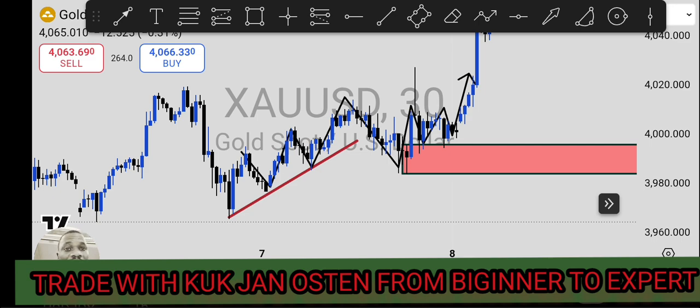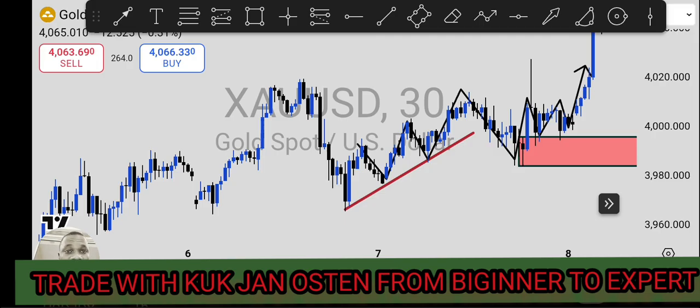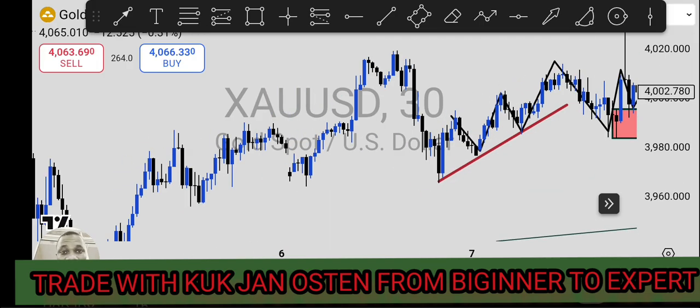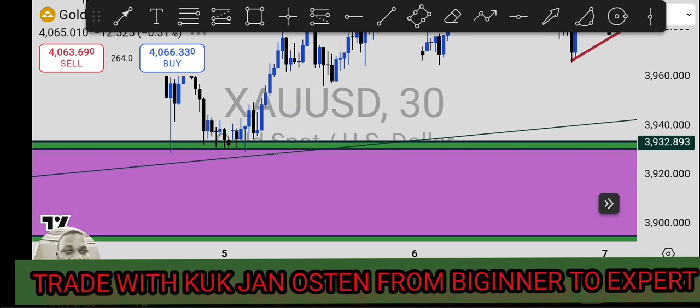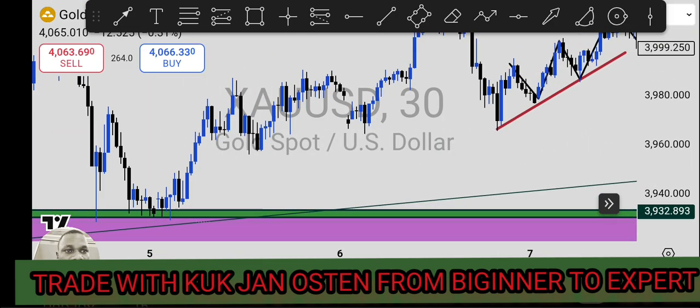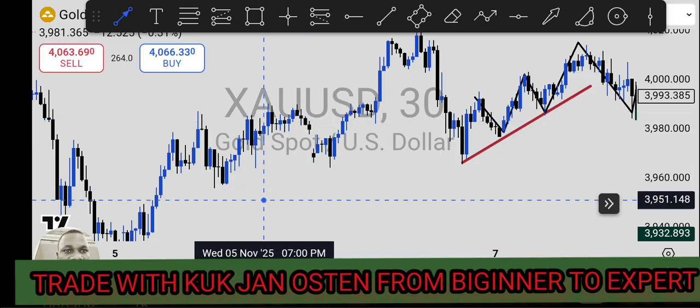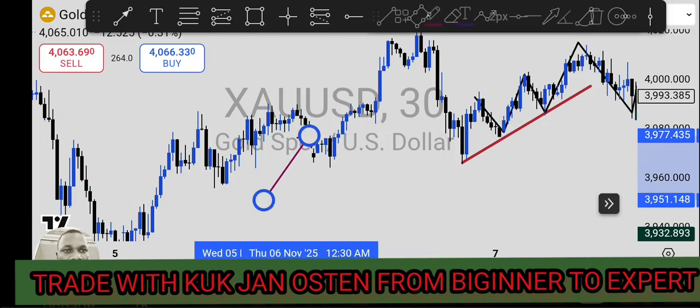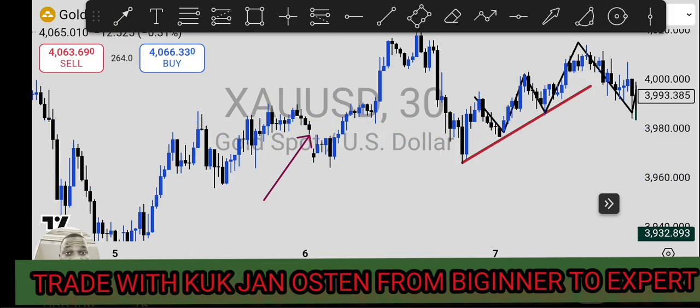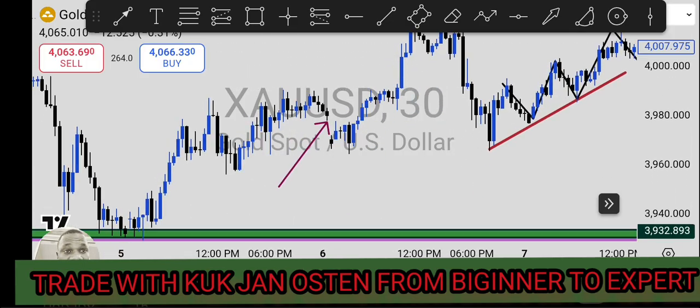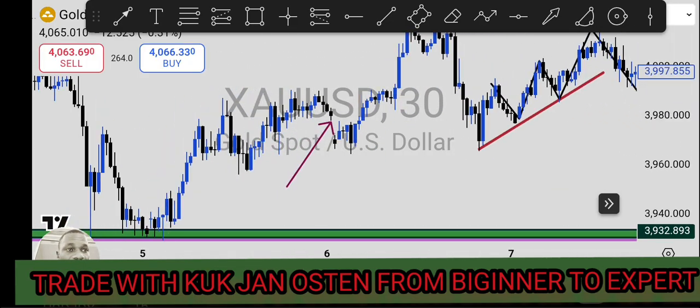I told you how to identify the liquidity. Just mark the equal highs, mark the major zones, mark the major lows, mark the major highs. We can see very clearly on this point. We are also identifying some fair value gaps. So this is a fair value gap. This is how a fair value gap looks like. You can see it very clearly.